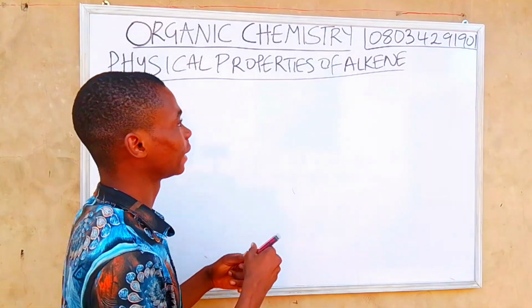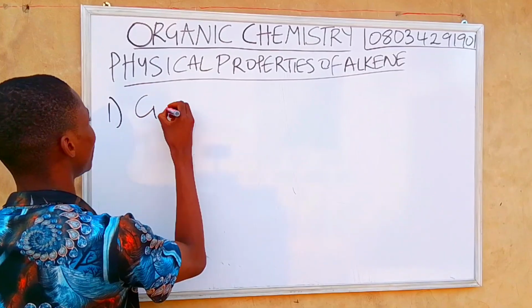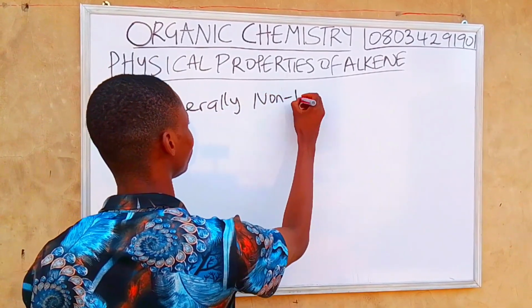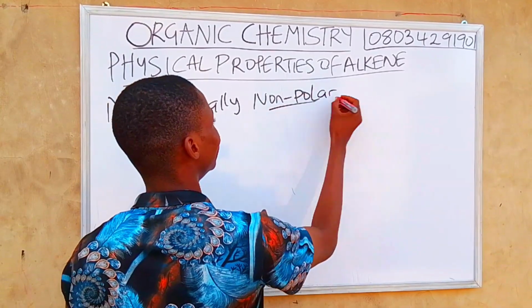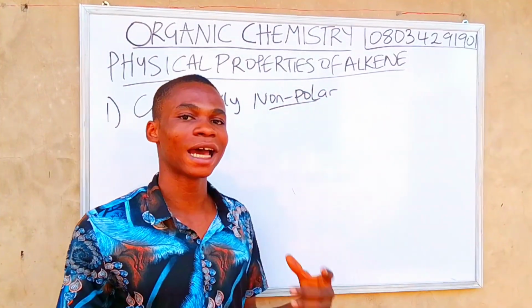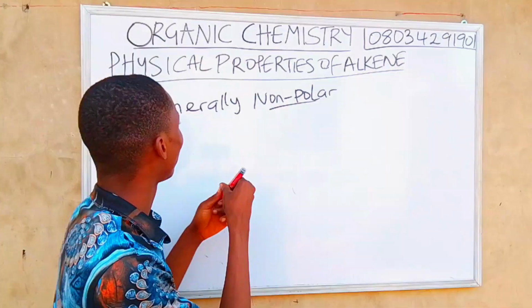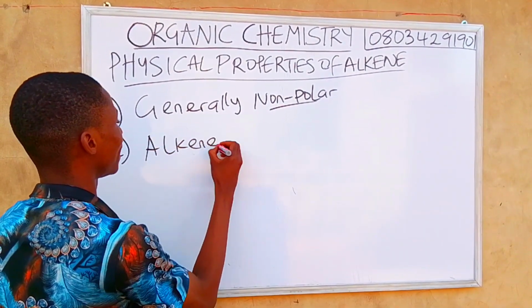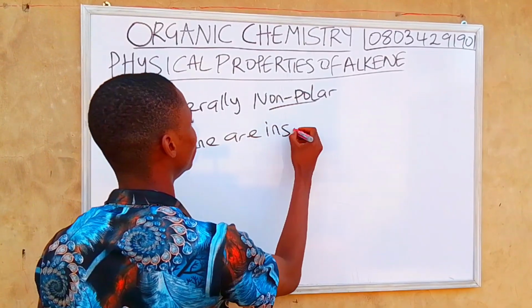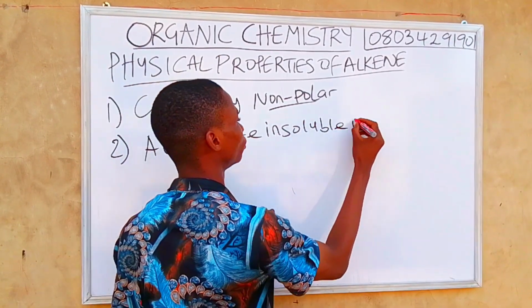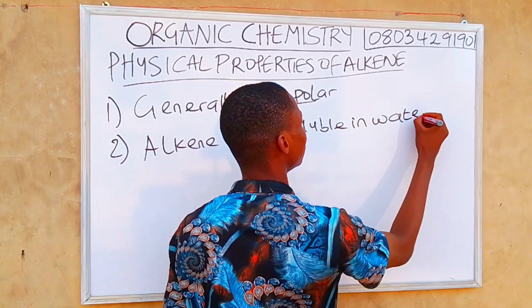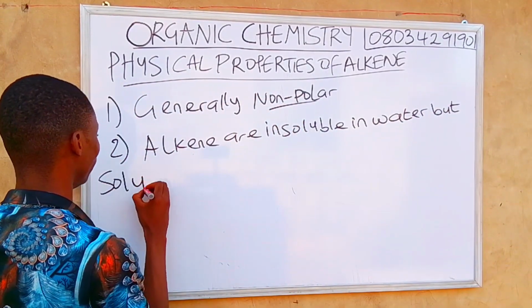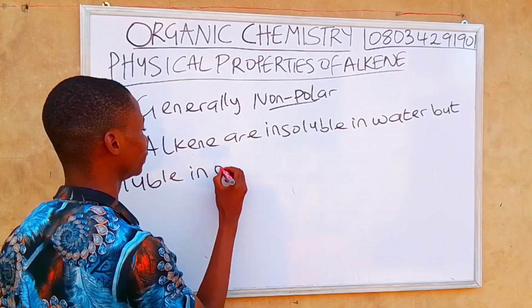Physical properties of alkene. Number 1, alkenes are generally non-polar. Non-polar means they are not negative and they are not positive. The second one is alkenes are insoluble in water, but soluble in organic solvent.